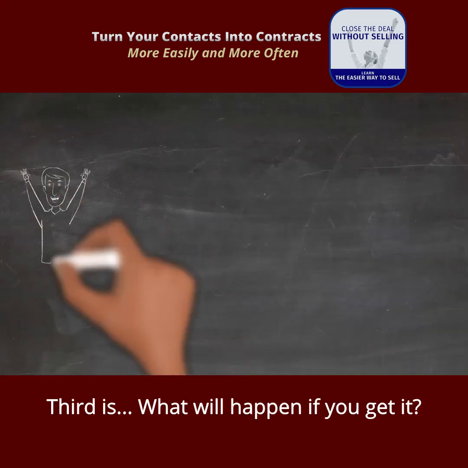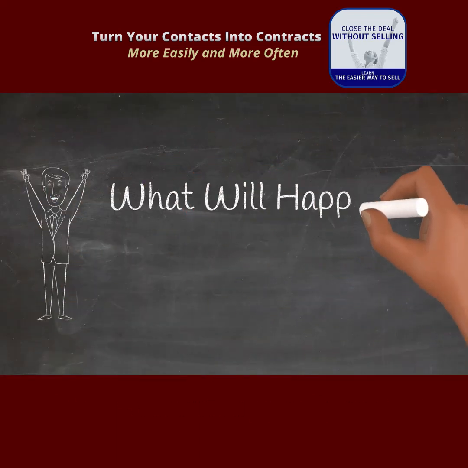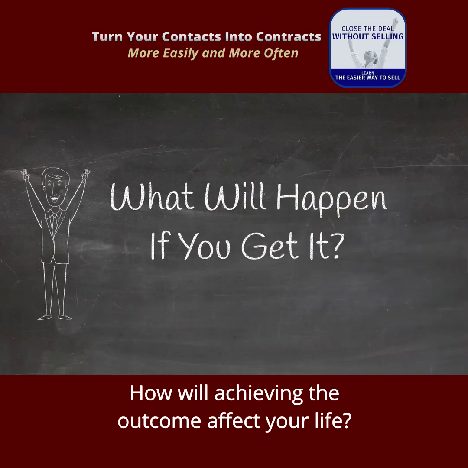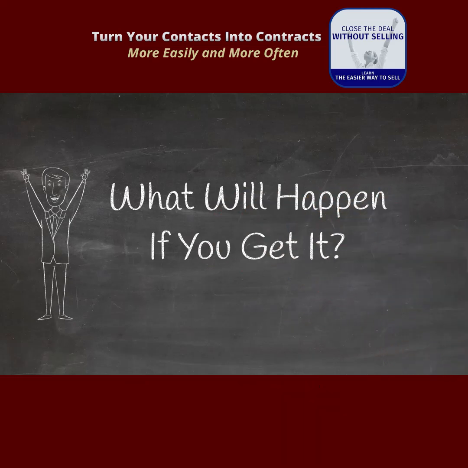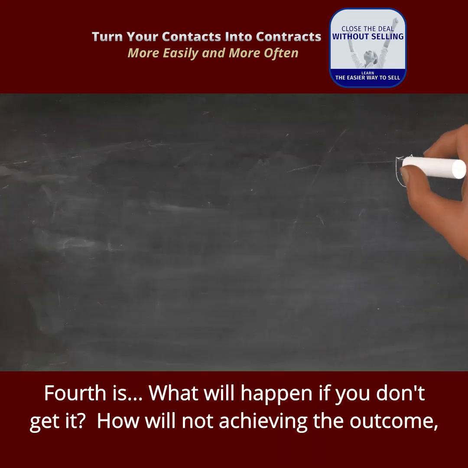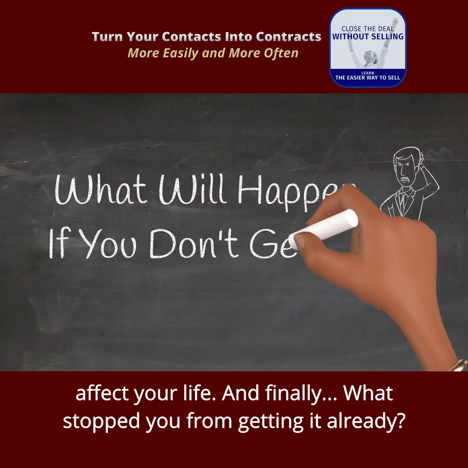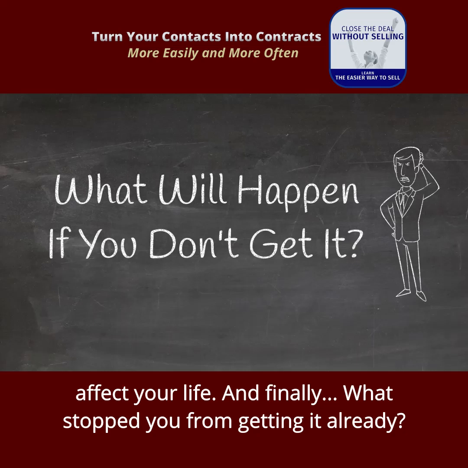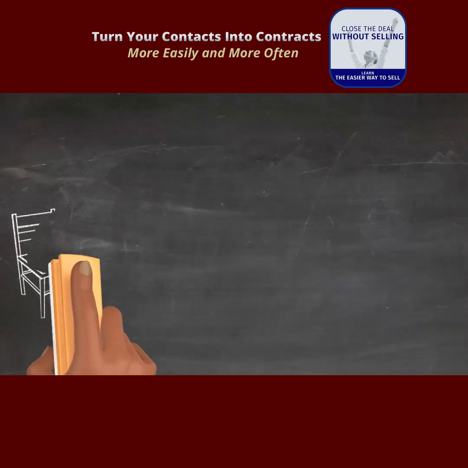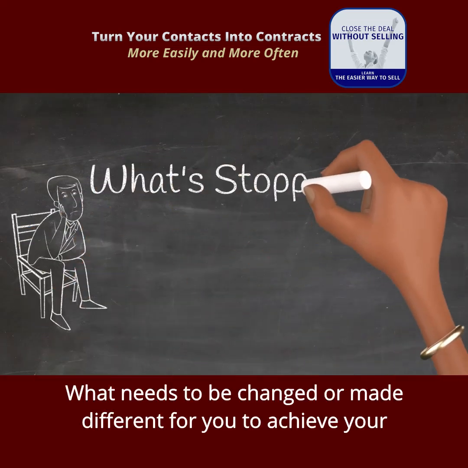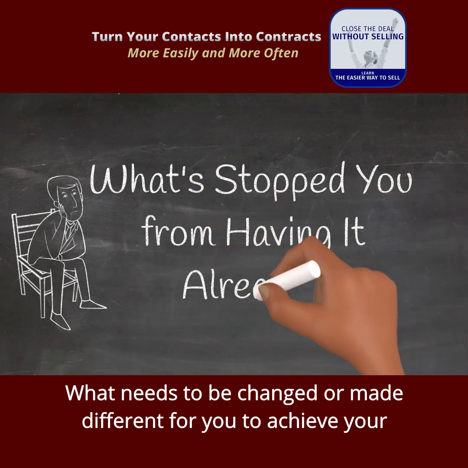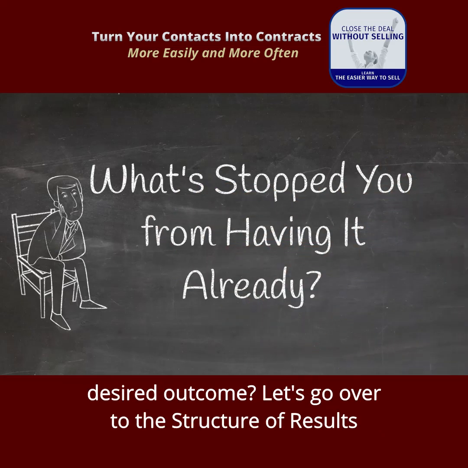Third is what will happen if you get it? How will achieving the outcome affect your life? Fourth is what will happen if you don't get it? How will not achieving the outcome affect your life? And finally, what stopped you from getting it already? What needs to be changed or made different for you to achieve your desired outcome?